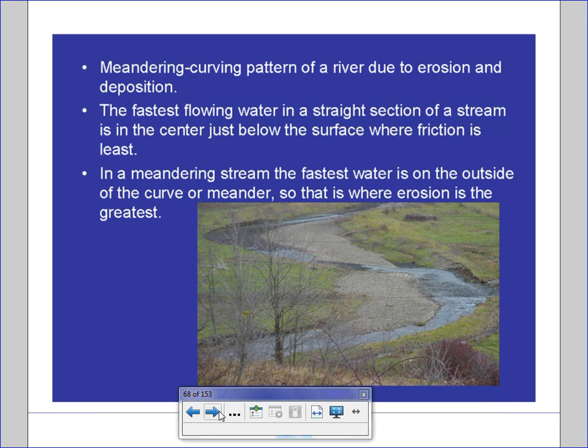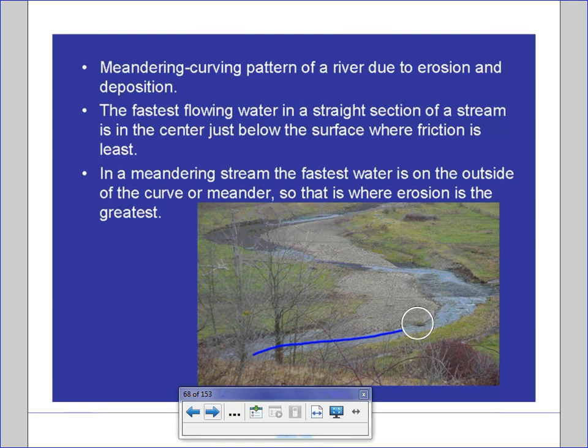All right, so this diagram, or photo actually, is showing a meandering stream. If you look at the bottom, you can see the stream is wandering. That's another word for meandering. Instead of going straight, it curves back and forth. So that is referred to as a meandering stream.